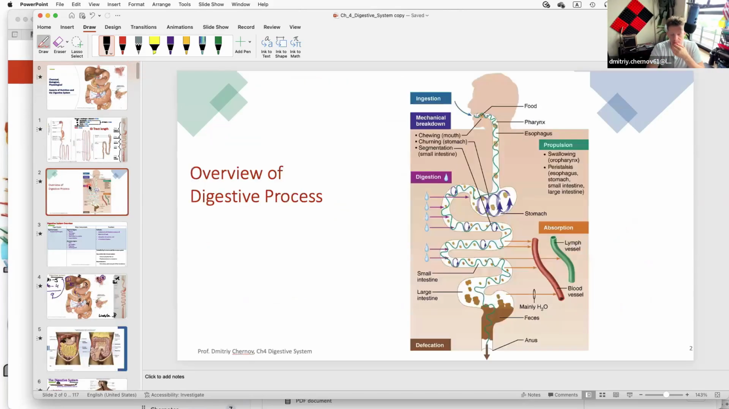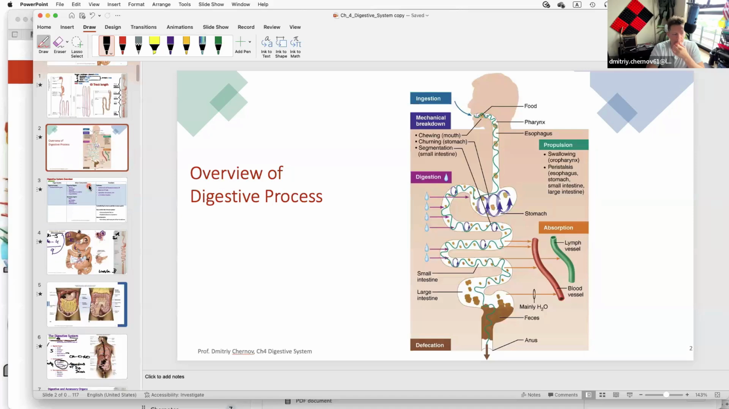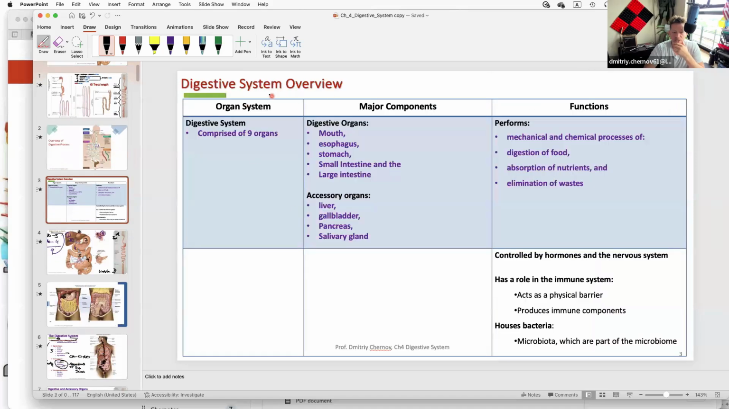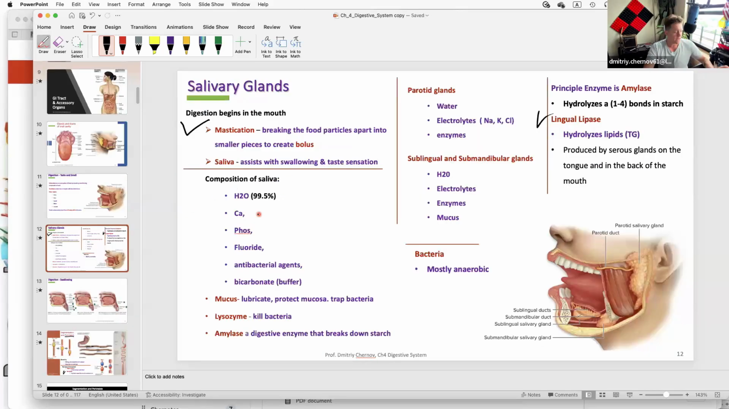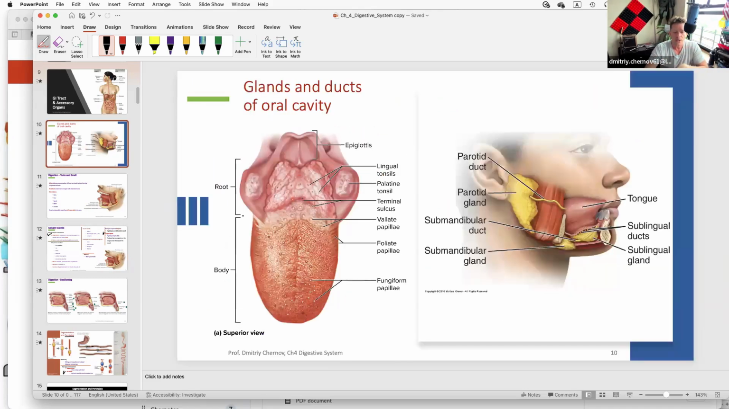All right, let's go back. This is the overview of the digestive system, 9 organs. Saliva. The saliva assists with swallowing and taste sensation. It moistens your oral cavity, and we have taste buds right here, especially on the proximal or distal part of the tongue.